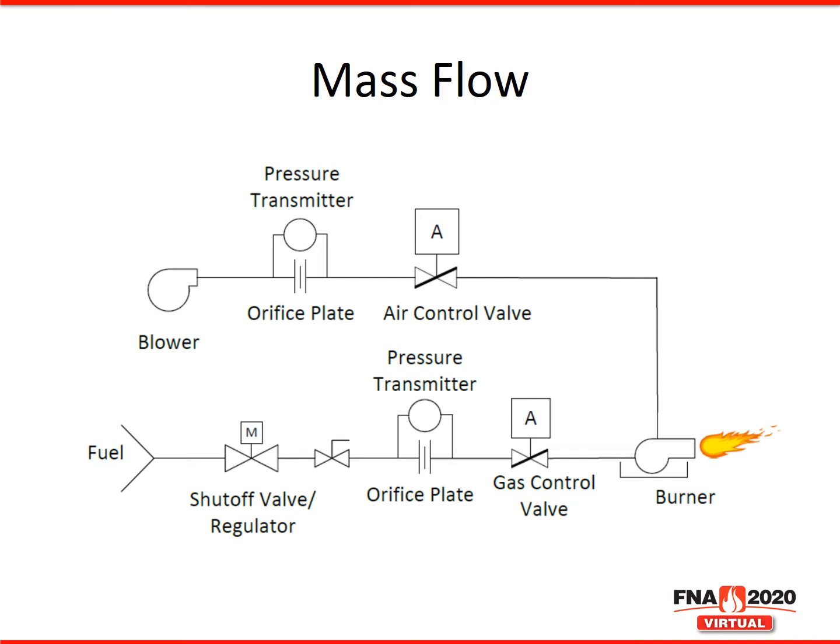Let's have a look at a mass flow system. We now see an air orifice plate and a pressure transmitter on the air and the fuel. These pressure transmitters can be hooked to a PLC that take the pressure transmitter measurement and calculate a flow rate. Since the PLC control system knows the flow rate, the controls can all be based off of air and gas flow. The control system creates a set point for the flow of air and fuel. The control actuators will drive open and closed to satisfy the required flow measurement.